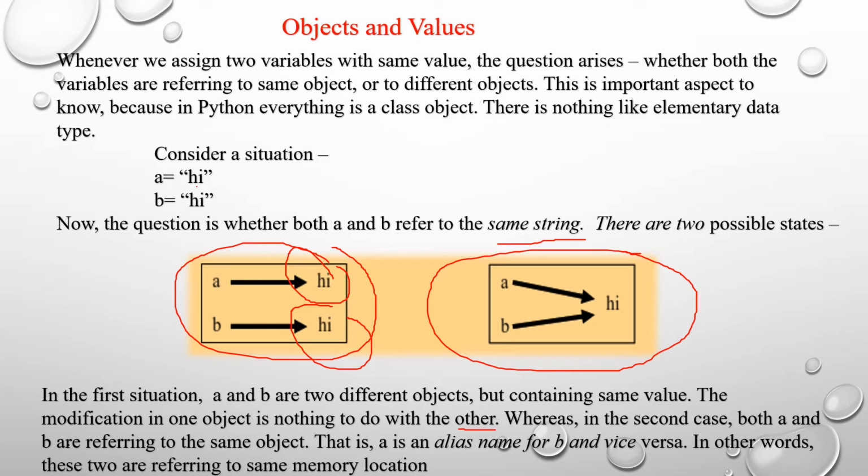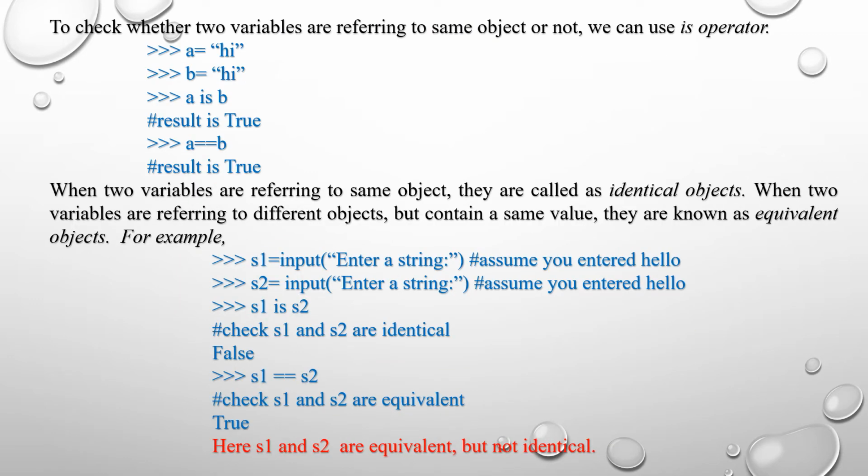In the second case, both a and b refer to the same object, that is, a is an alias name for b and vice versa. In other words, these two refer to the same memory location. To check whether two variables refer to the same object or not, we can use the is operator.